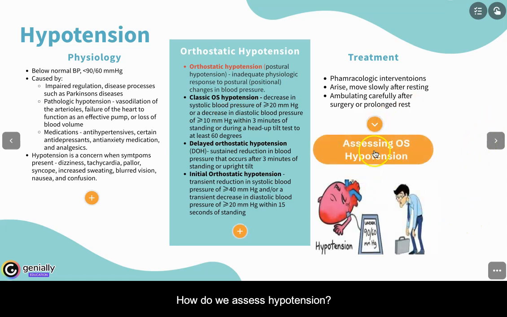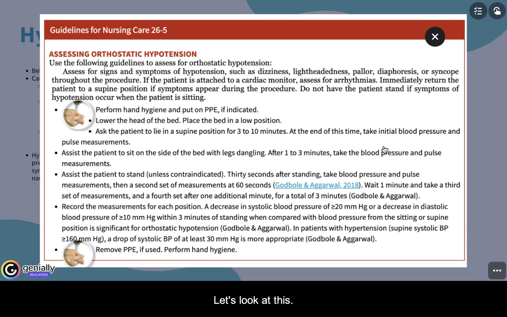How do we assess hypotension? Let's look at this. Use the following guidelines. So we basically perform hand hygiene, put on PPE if indicated, lower the head of bed, place the bed in a low position, and ask the patient to lay flat supine 3 to 10 minutes. At the end of the time, you take the initial blood pressure. Then you help the patient to sit on the side of the bed with legs dangling. After they've been sitting on the side of the bed with their legs dangling for 1 to 3 minutes, take the blood pressure and pulse measurements again.